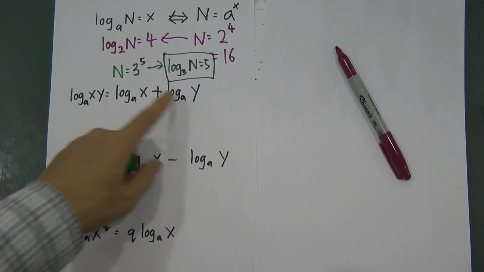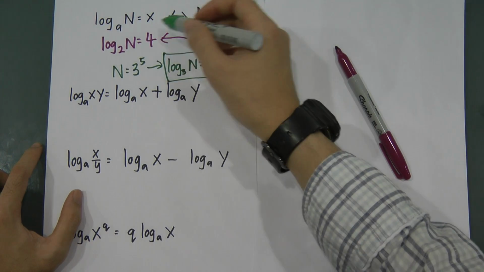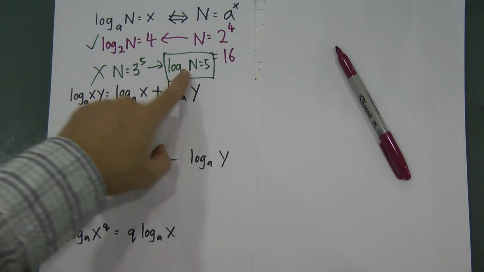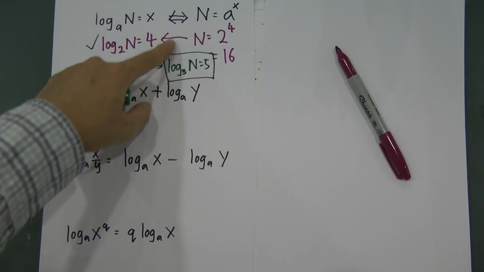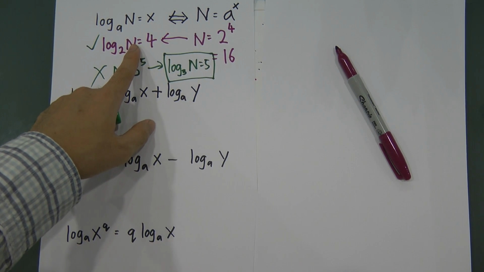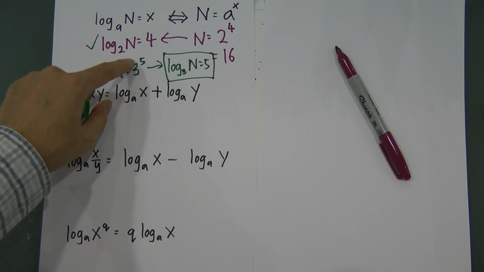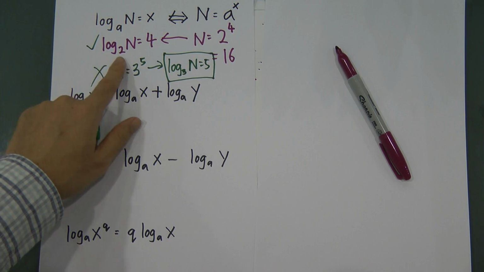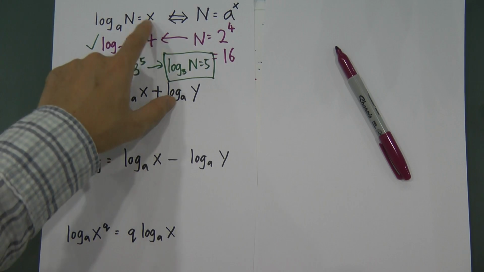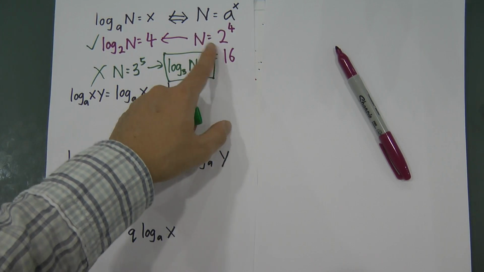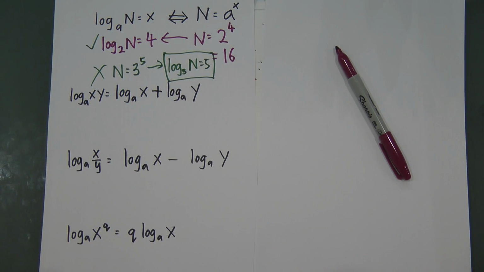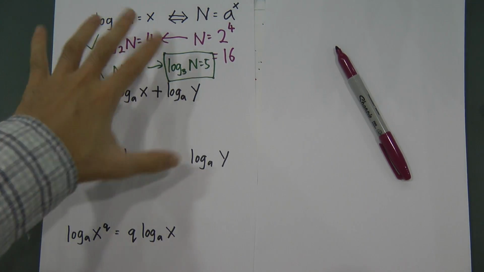Most of the time, they seldom ask you to change from this form to that form. Most of the time they will give you the log form and ask you to find n, or sometimes x or y. So you must know this very important thing: you can move the log base 2 to the other side, the base 2 becomes the number, and the 4 becomes the power. Please practice this on your own in order to fully understand it.